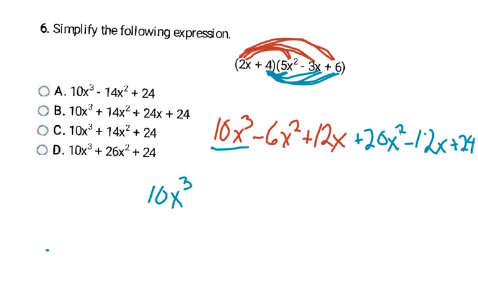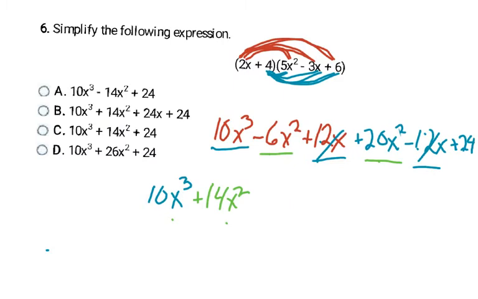And then I'm looking at, I have my x squared here, and I have an x squared here. Negative 6 plus 20 is positive 14x squared. And so I had x cubed, I had x squared. So now I'm going to look at my x's. I have a 12x and a minus 12x. 12 minus 12 is 0, so they cancel out. And so I don't have any x's to write here.